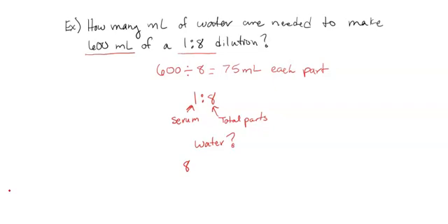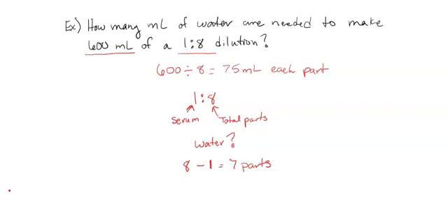And in order to find how many parts of water we have, we have to subtract 1, because we know that the total parts is the serum plus the water. So we're going to subtract this 1 part of serum. So we've really got 7 parts of water in our dilution.